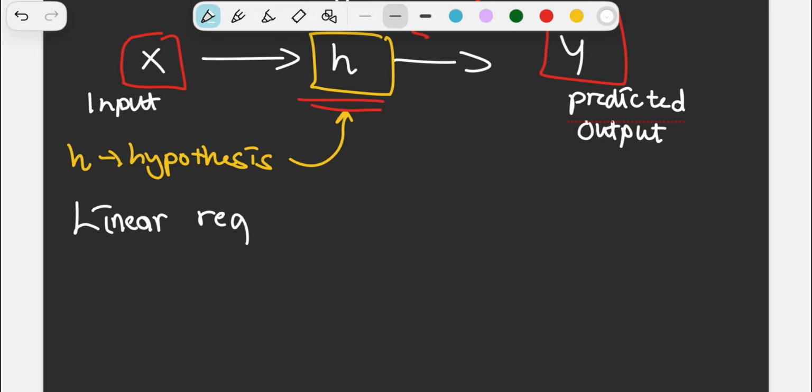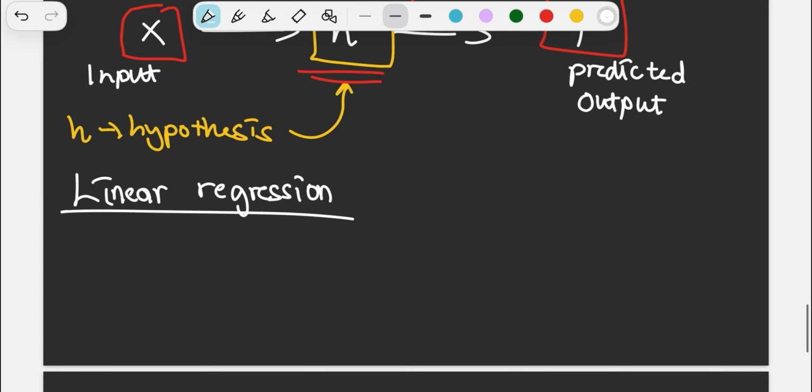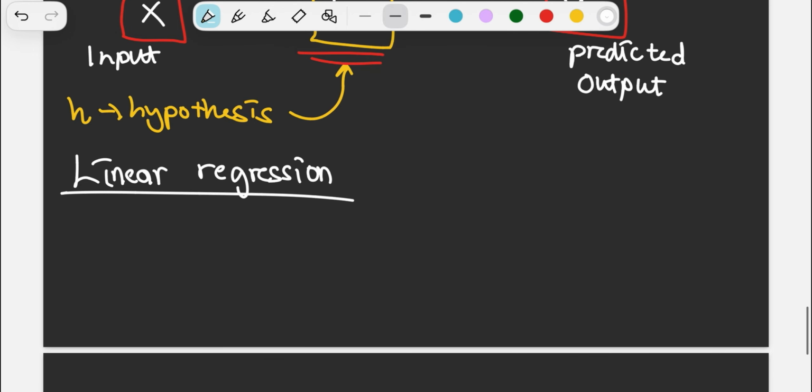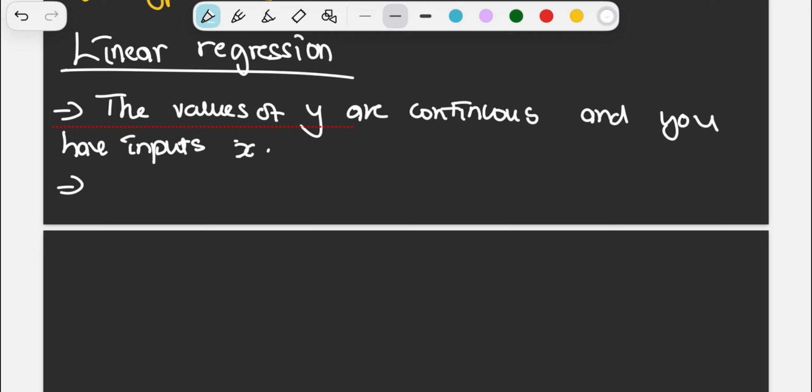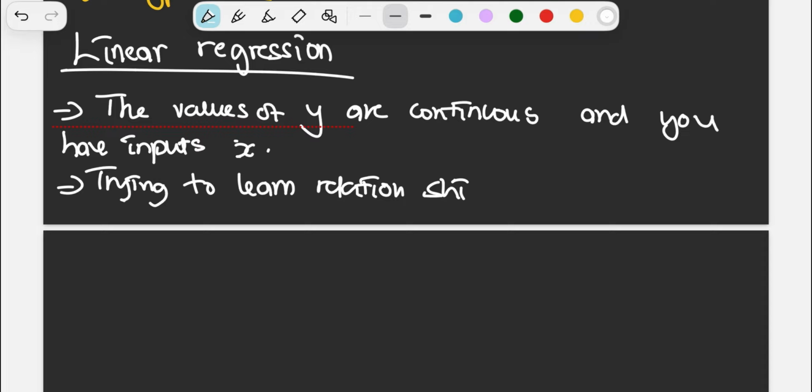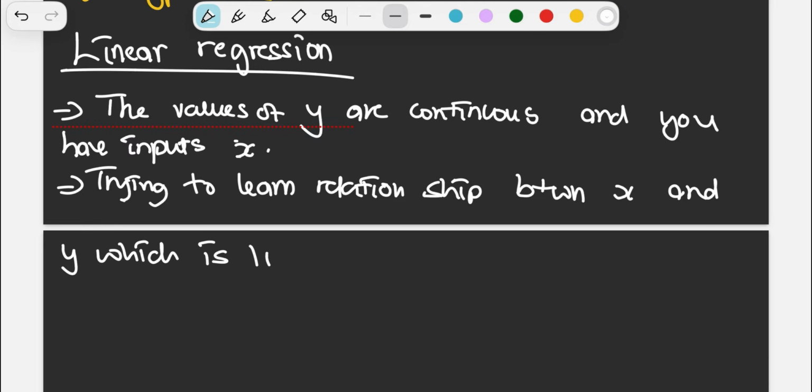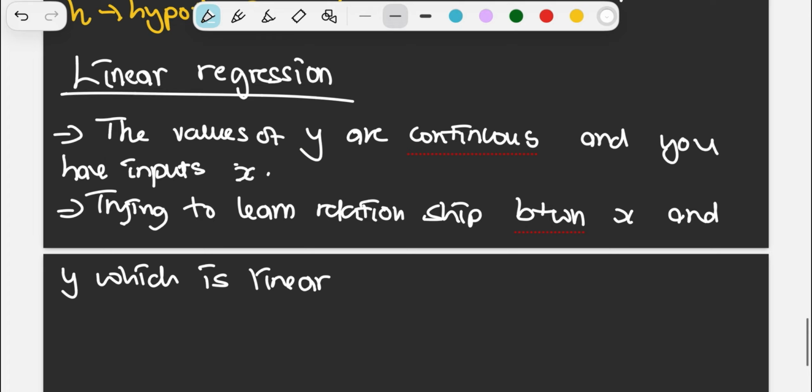The first example that we're going to do is linear regression. The best way to understand machine learning is through linear regression. I think it's the easiest way you can start to understand machine learning. So what is linear regression? What is a regression problem? Regression means you have values of Y being continuous, I'll explain what that means, and you have inputs, which are values of X. You're trying to learn the relationship between X and Y, which is linear, because this is linear regression. We can predict that the relationship between X and Y is going to be linear.